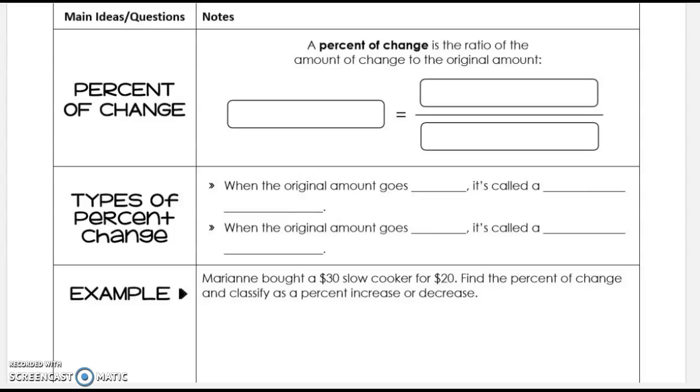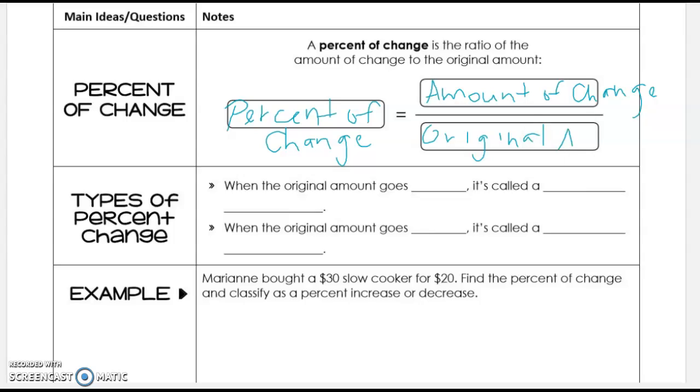So we see that percent of change equals the amount of change over the original amount. When the original amount goes up, it is called a percent increase. When the original amount goes down, it is called a percent decrease.